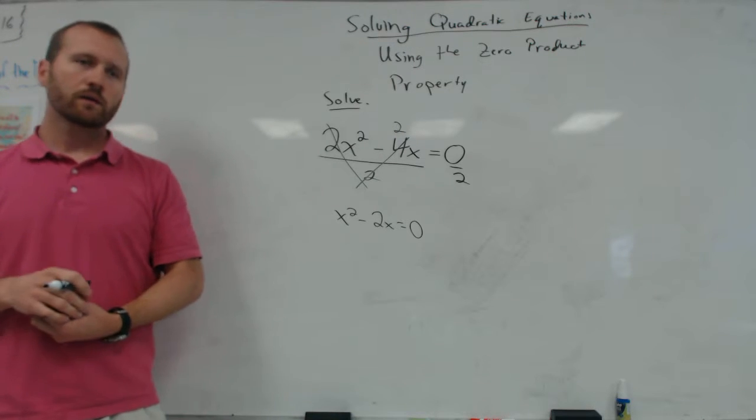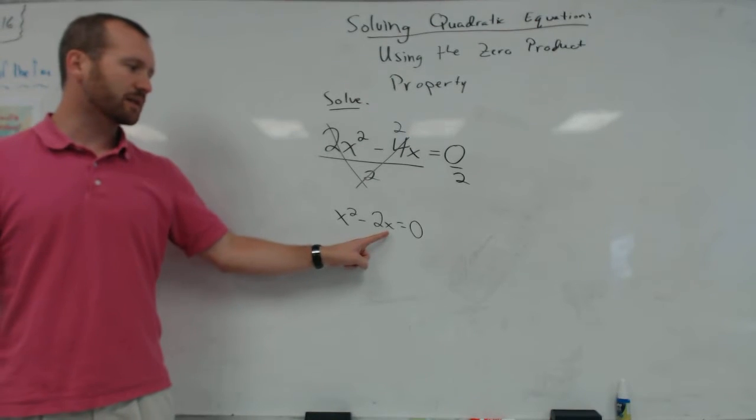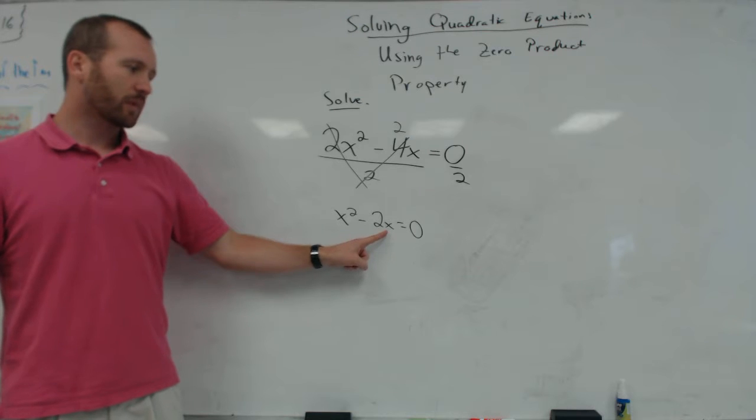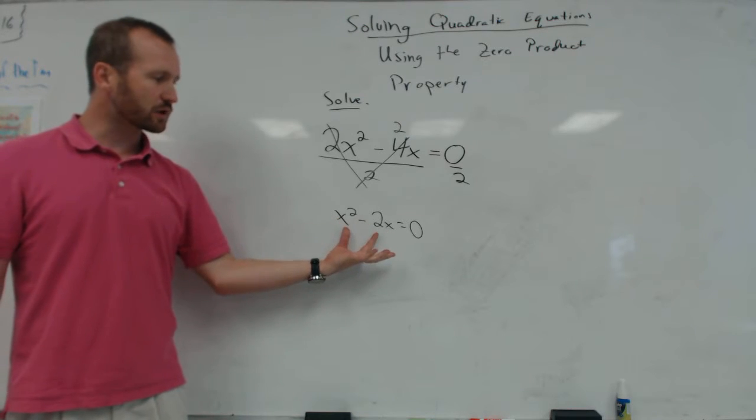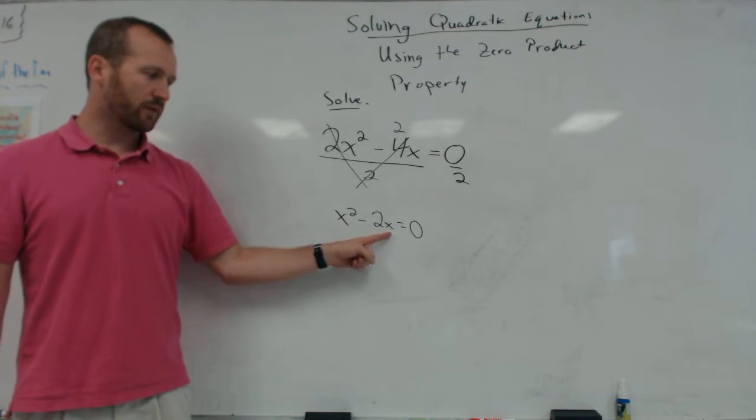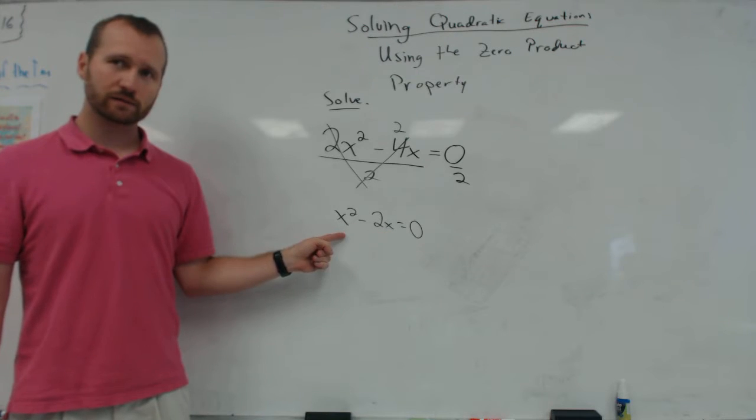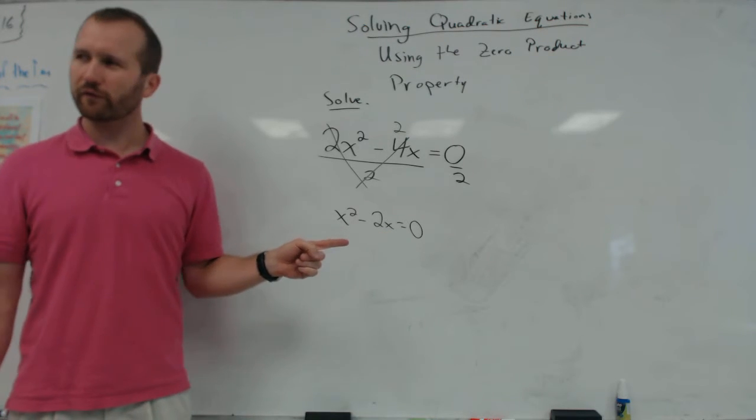Difference of squares? Not a difference of squares because this has an x in it. So remember when we had two terms and one of them had an x and the other one was an x squared? You remember how we factored those?